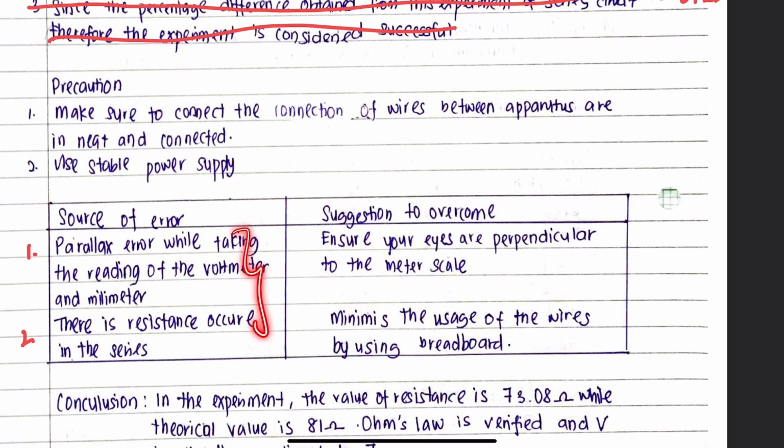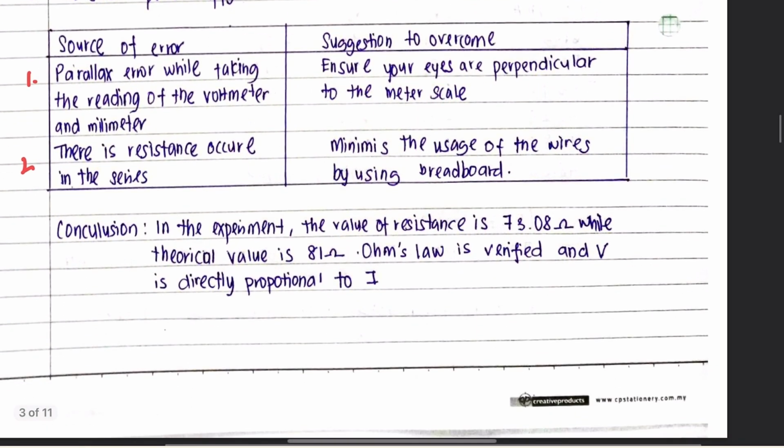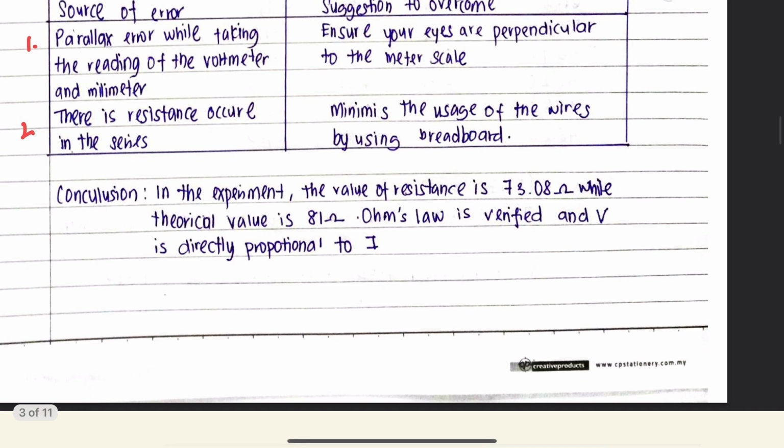And make sure these 2 are not related to these 2. There's nothing to do with that one. Example over here is parallax error. So if you say it is a parallax error, make sure you write down in detail parallax error when reading what. And then to overcome parallax error, your eyes must be perpendicular to what scale, which scale. And then this is the second error and how to overcome it. I'm not going to touch that one because I don't think it's related to you yet.